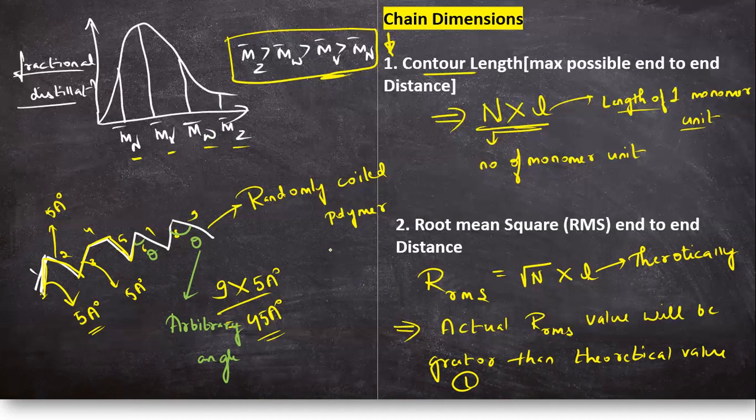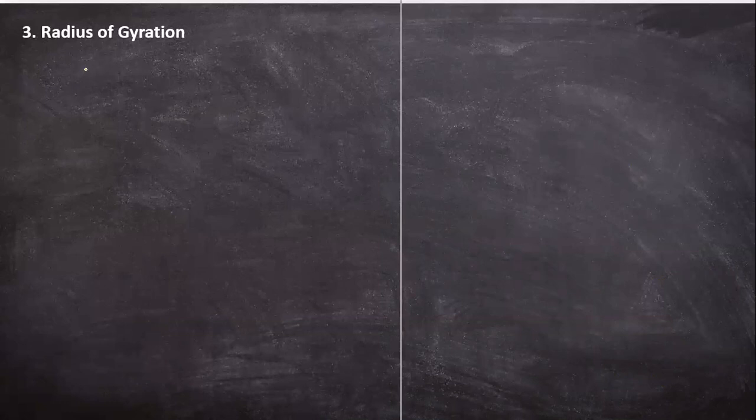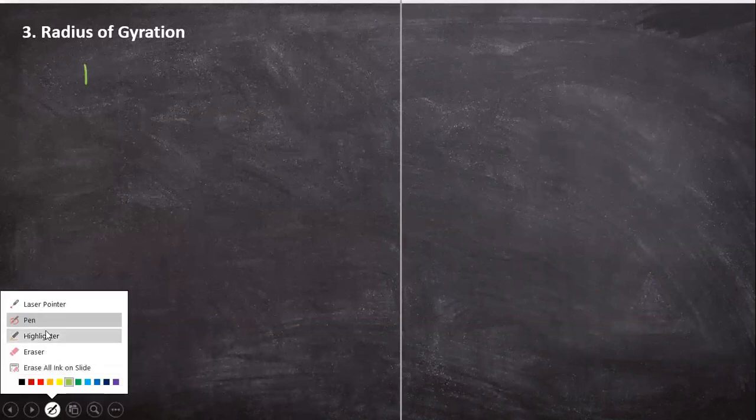So let's go on to the third chain dimension, that is the radius of gyration. Simply remember the formula, guys. No need to go deep. Again, I am telling you, the questions will be asked on the basis of the formula only. Clear?